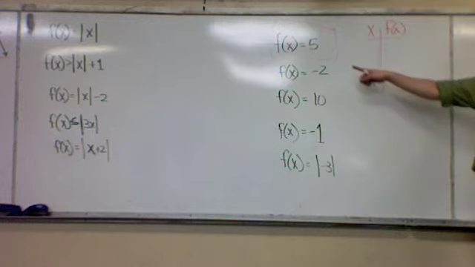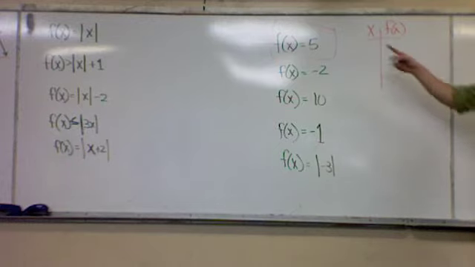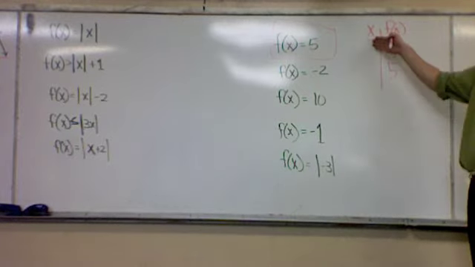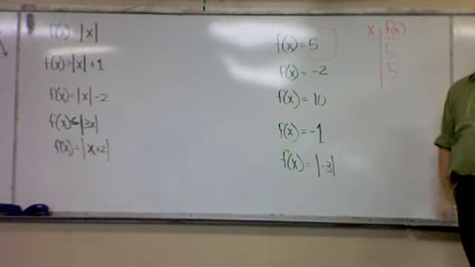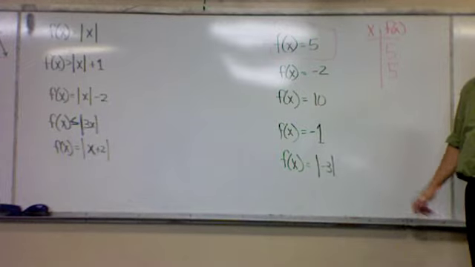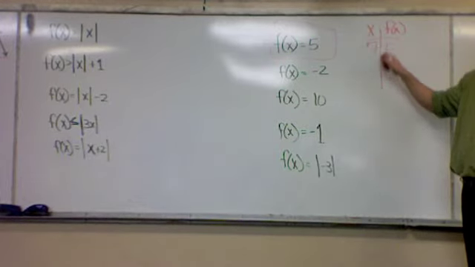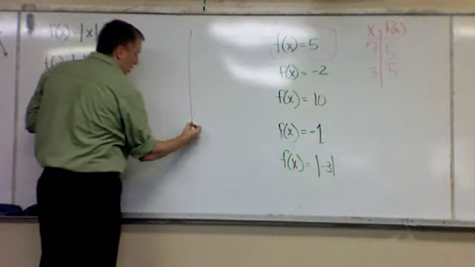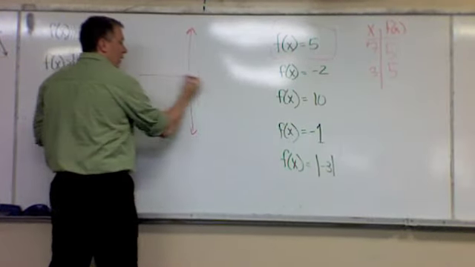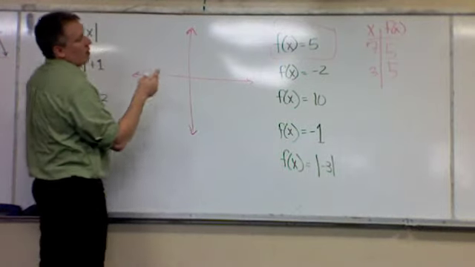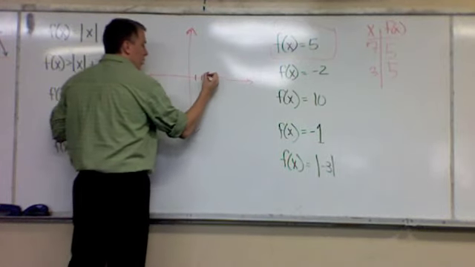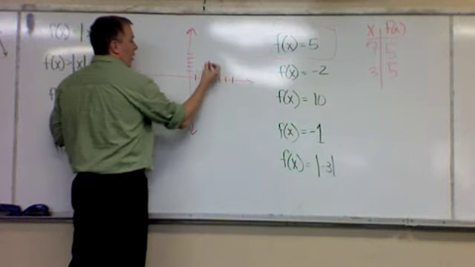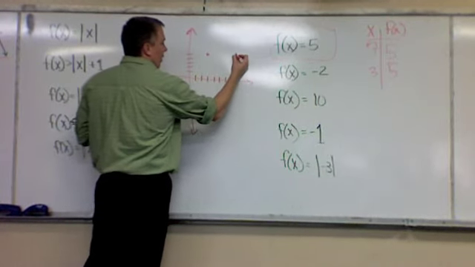What's the function every single time? 5. Okay, there we go. So I'm just going to make 5, 5. And x can be whatever it wants to be. Give me a number. 7. 3. All right, fine, 7 and 3. So I'm going to go over here, make a graph, and plot those points. 3, 5; 7, 5.